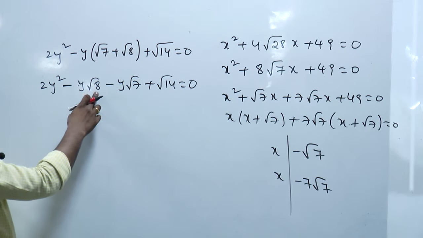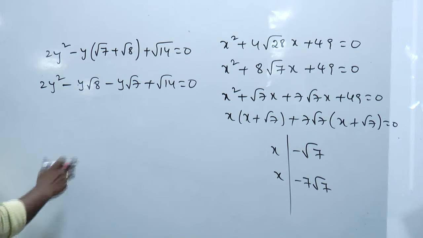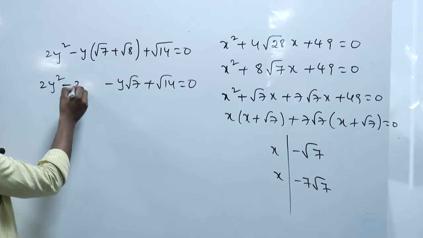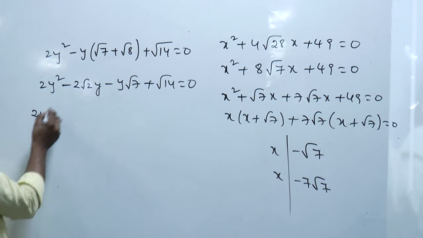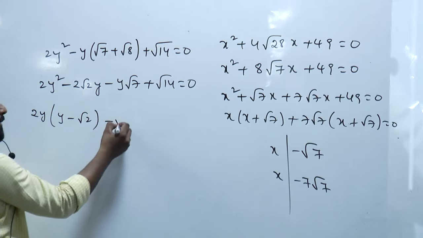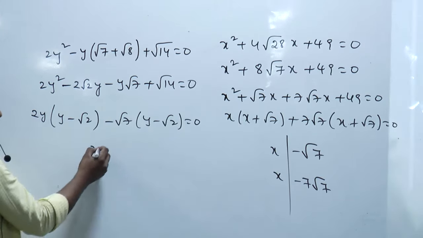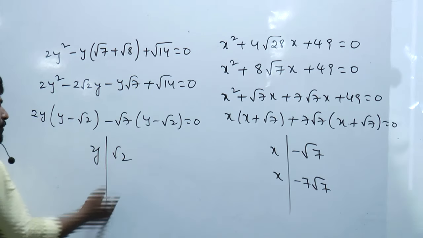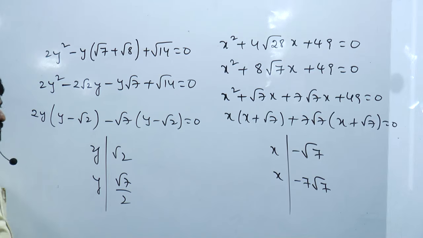You can even convert this number as 2 root 2. Let me write this number as 2 root 2y. Take 2y common. Y minus root 2. Take minus root 7 common. Y minus root 2 is equal to 0. So y value becomes root 2 here in one case, and in another case root 7 by 2.